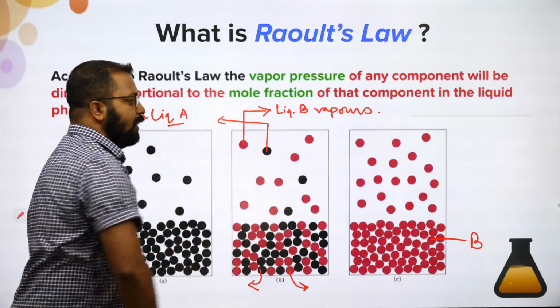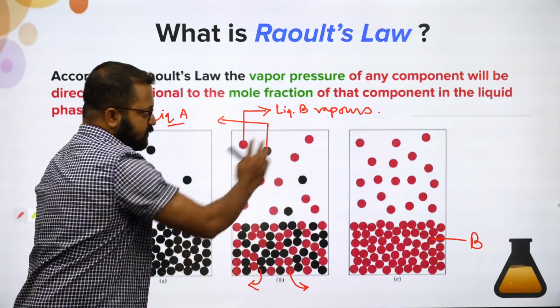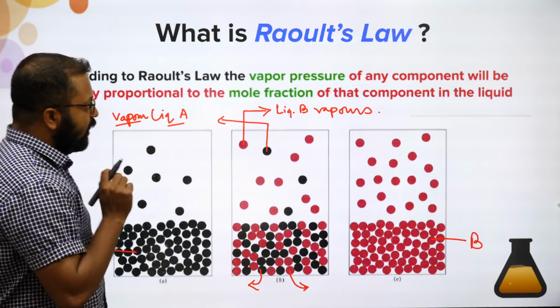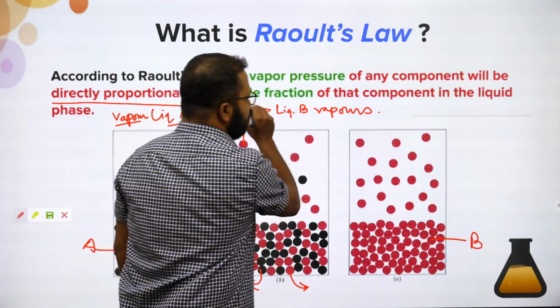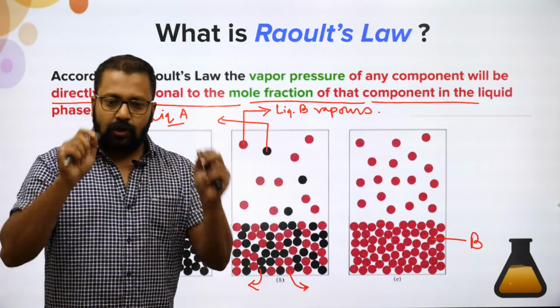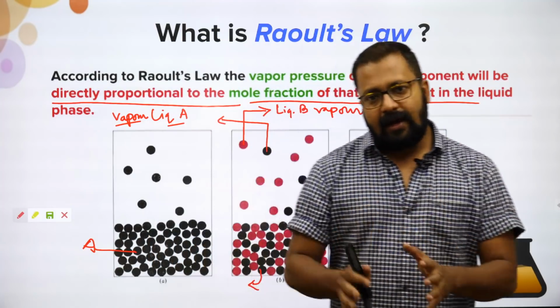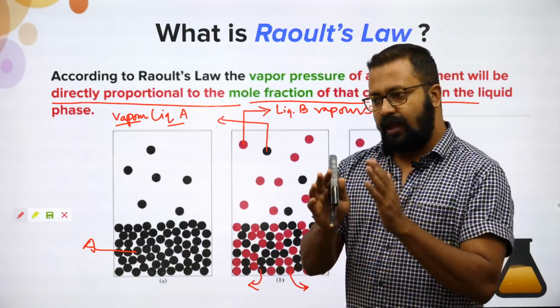Now when they evaporate simultaneously, if I want to calculate how much is the contribution from liquid A in that evaporation chamber, in that flask, then we have to use Raoult's law. Raoult's law says that the vapor pressure of any component will be directly proportional to the mole fraction of that component.